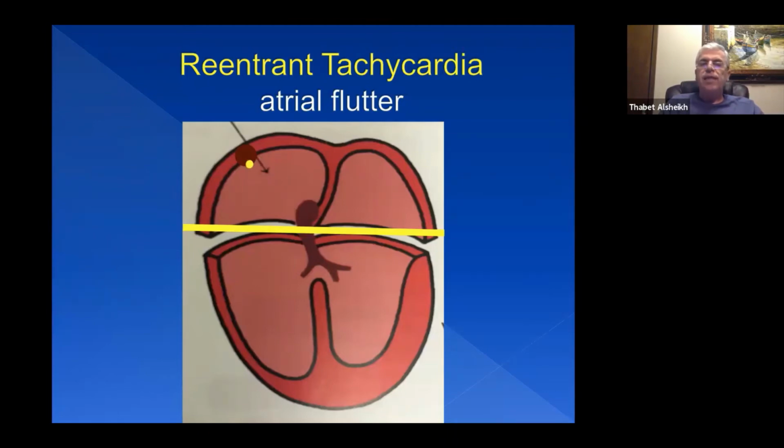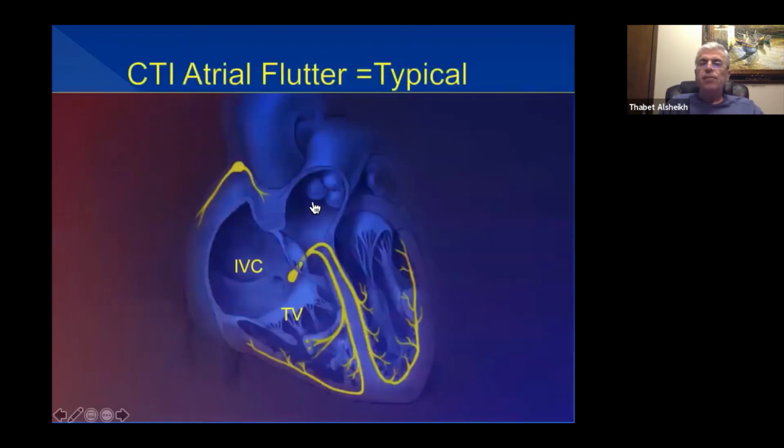And that's a circuit of reentry that could happen in the right atrium or the left atrium, and could be counterclockwise or clockwise. The typical atrial flutter, which we learned about, I think Dr. Hernandez talked about it 3 lectures ago, the typical right atrial flutter uses the isthmus, which is the area between the opening of the IVC and the annulus of the tricuspid valve. We call it cavo-tricuspid isthmus.